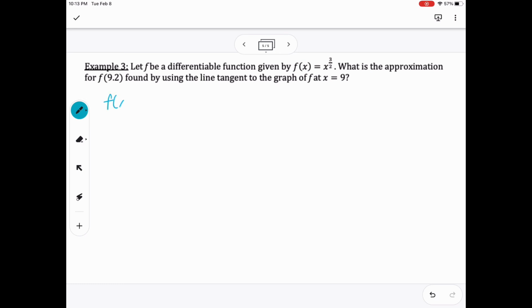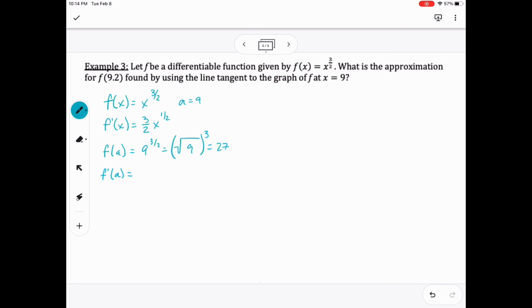Example 3 is very similar to this last one, except they give me a function. So I have to do a little more work, like what we did in example 1, to find our approximation. We want to find the approximation for 9.2. Our a will be 9. Using the function x to the 3/2, I take the derivative, which gets me 3/2 times x to the 1/2. For f of a, I get to plug in 9.